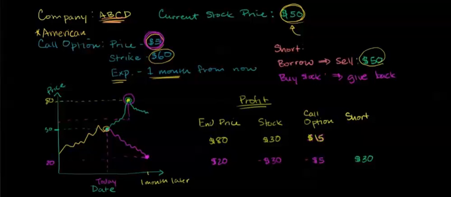You had sold it for 50, so you only have $50 from the transaction, but now you have to buy the stock for 80. So if you sold for 50 and you buy for 80, you've now lost $30. You're $30 in the hole. So now you are at negative $30.